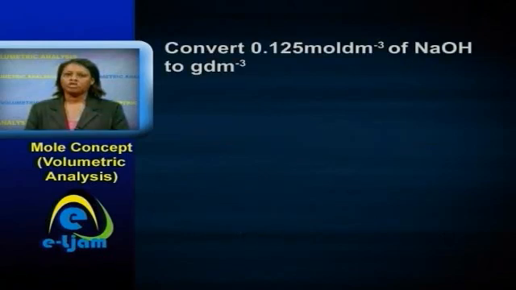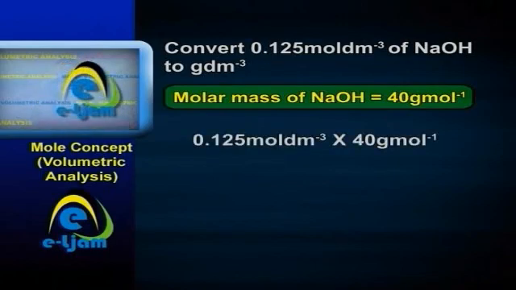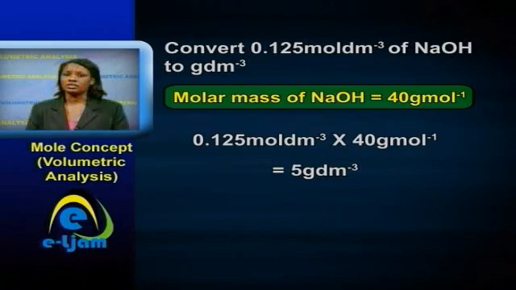Example 1. Convert 0.125 moles per dm cubed of sodium hydroxide to grams per dm cubed. Multiply 0.125 by the molar mass of NaOH. Hence, 0.125 moles per dm cubed of sodium hydroxide is equal to 5 grams per dm cubed.